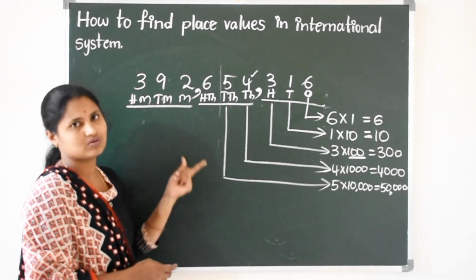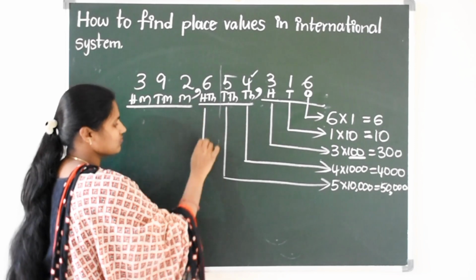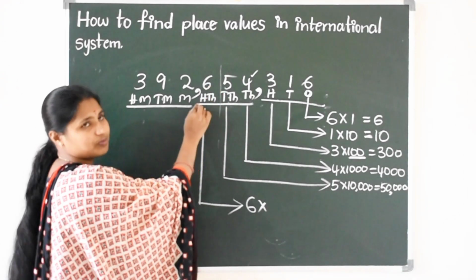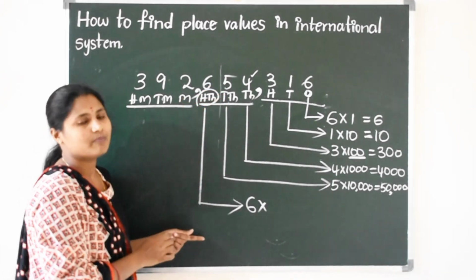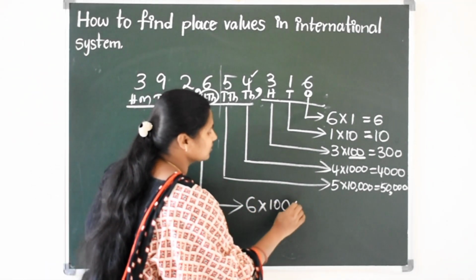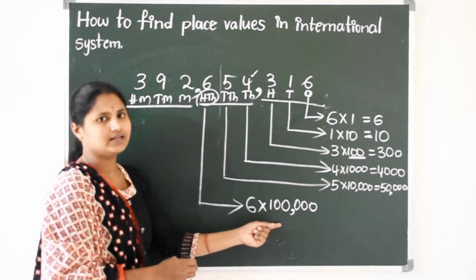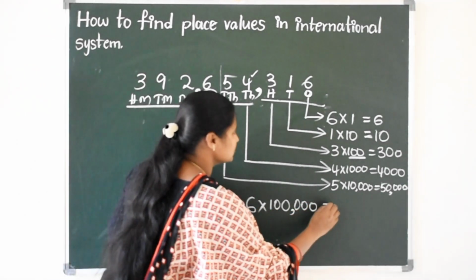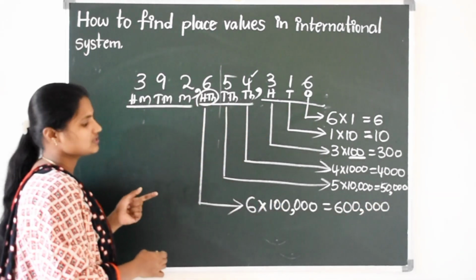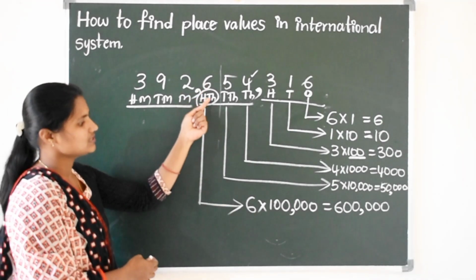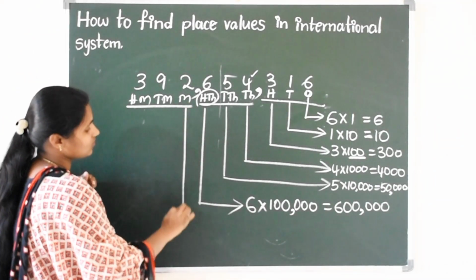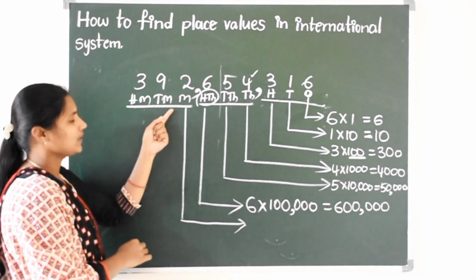Now see 100,000s here. Find out the place value of 6. What is the place value of 6 here? 6 is in which place? The 100,000s place. So multiply 6 with 100,000. 6 into 100,000 gives 600,000. The place value of 6 is 600,000.